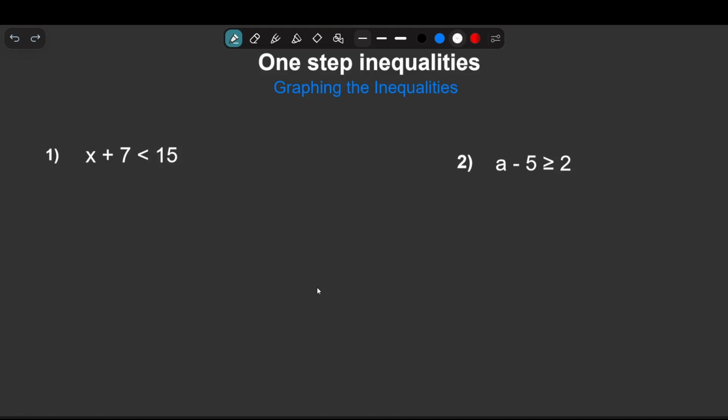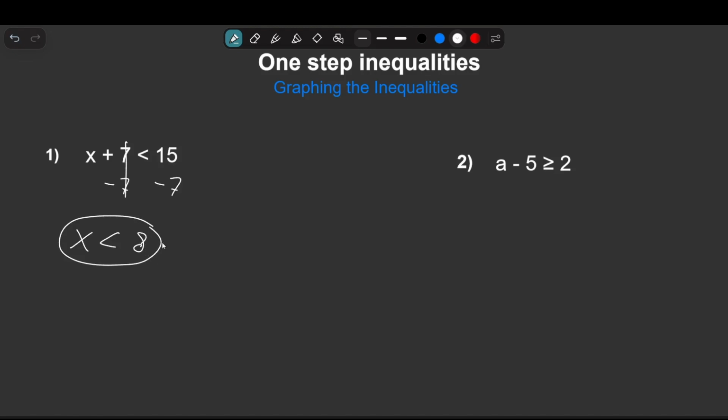true. Let's jump into number 1, where we have x plus 7 is less than 15. Now to isolate the variable, we're going to subtract 7 from both sides, like this. These two cancel each other out, so we are left with our variable. Now, x is less than 15 minus 7. 15 minus 7 is 8, so this should be our answer.